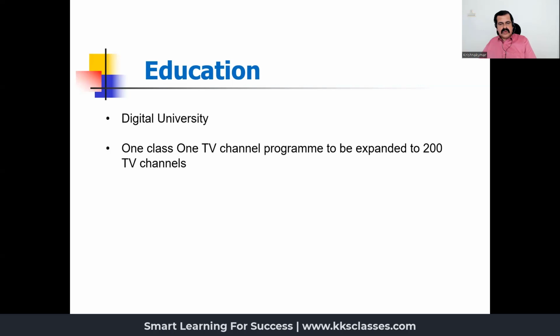The government is also going to have a one class, one TV channel program, which means that for a particular class, let us say, for example, 11th standard, there will be a dedicated TV channel. For 12th standard, there's another TV channel and all that. And then it will also be expanded to cover regional languages. So which means that the education can reach to the lower strata of the society, into the rural areas, people who speak only local languages. So which means that the whole network would be expanded to about 200 TV channels.